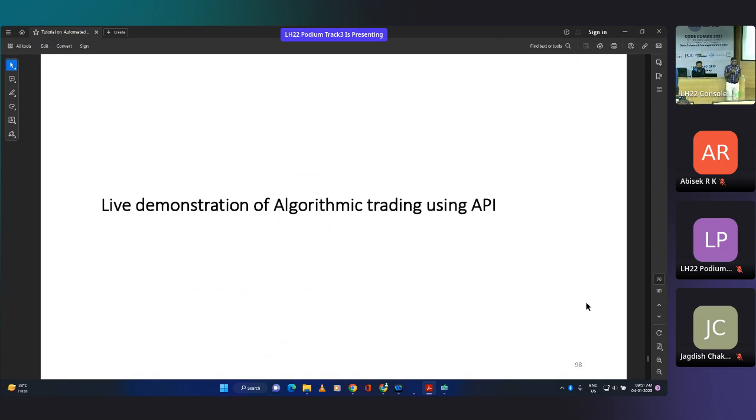So through these APIs we can do whatever we can do manually. So currency trading, futures trading, options trading, everything is possible. Yes, we have tested our algorithm on options and it is working badly.